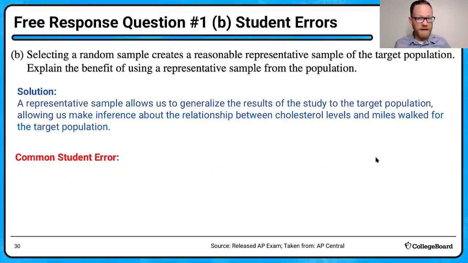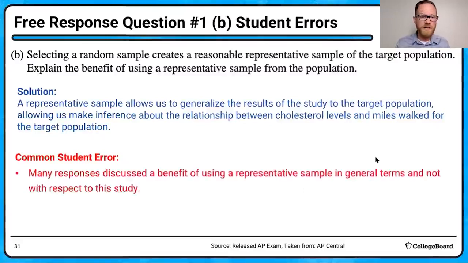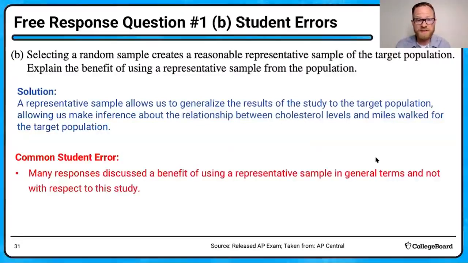All right, let's talk about a common student error that we see here. And that is this. Many responses discussed a benefit of using a representative sample in general terms and not with respect to this study. Meaning the context was left out. So a student might say something like, so that we can generalize, or even so that we can generalize to a population or the target population, but they didn't say anything about cholesterol levels. So in general, you want to make sure that you include context. This is going to be a common theme that you're going to see all throughout this session.